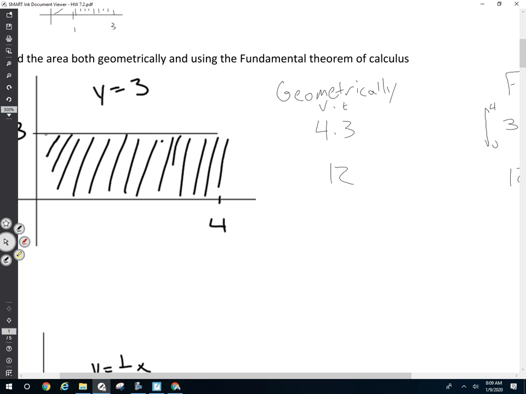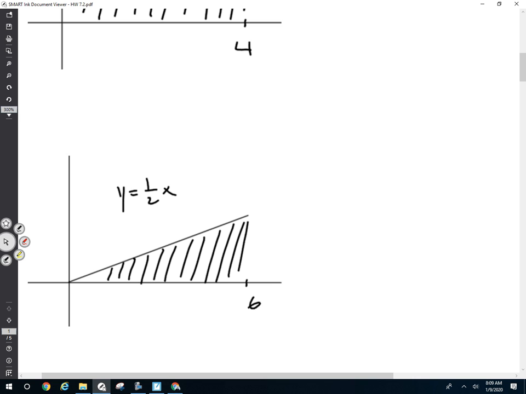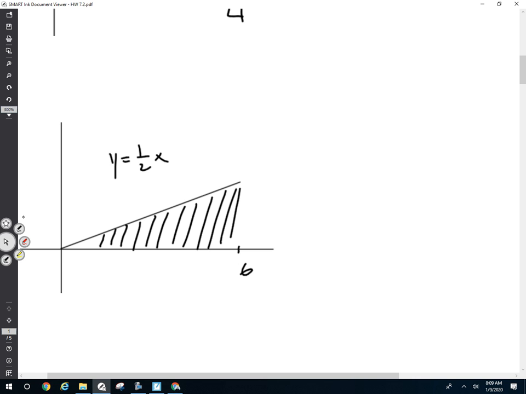Maybe that's not easy to see the differences with this one, but let's do this guy, which is a triangle worth of area. So using geometry, the area would be 1/2 my base times the height. And again, this is kind of the velocity times time way to calculate distance.